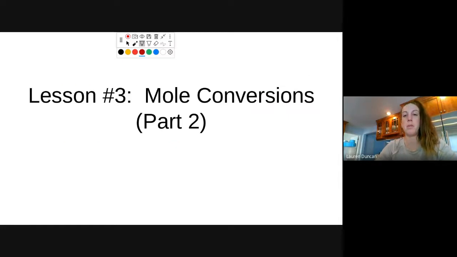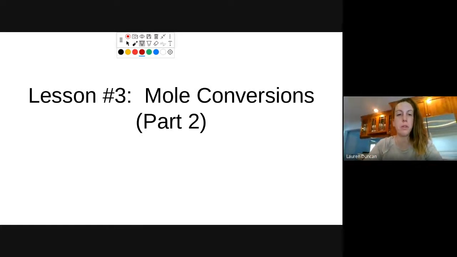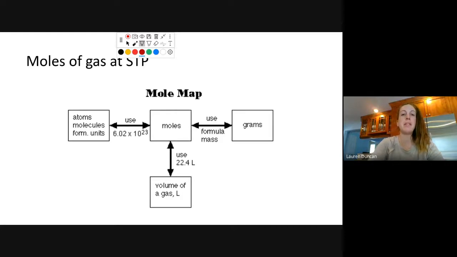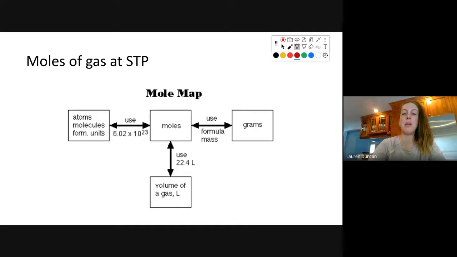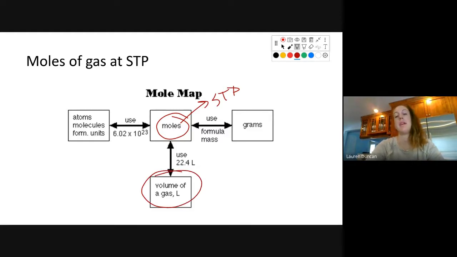So basically, this is lesson 3, mole conversions part 2, since we already did 2 other mole conversions that we just reviewed last week. If you have your mole map, what we're going to be doing here is going this direction on the mole map, between moles of gas molecules, specifically at STP, to their equivalent volume in liters. And it tells me as a little hint on the mole map to use 22.4 liters. So let's discuss that further.